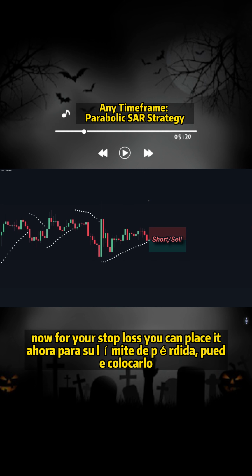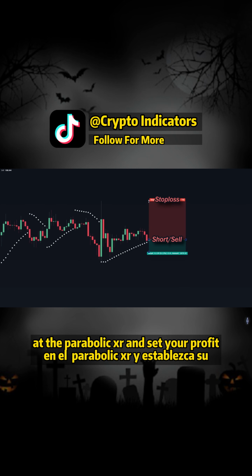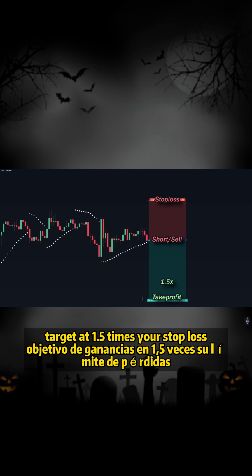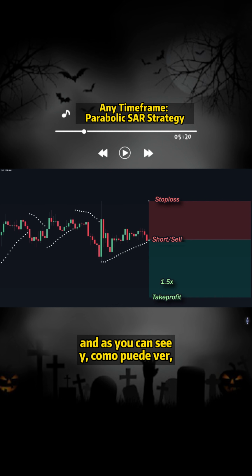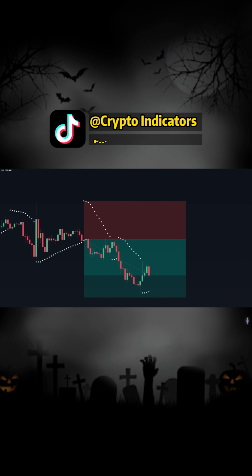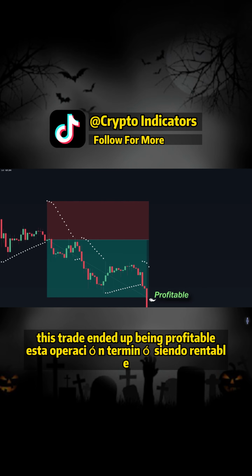Now for your stop loss, you can place it at the Parabolic SAR and set your profit target at 1.5 times your stop loss. And as you can see, this trade ended up being profitable.